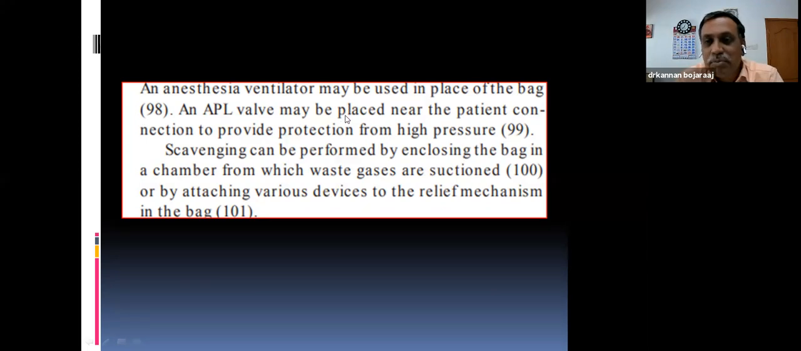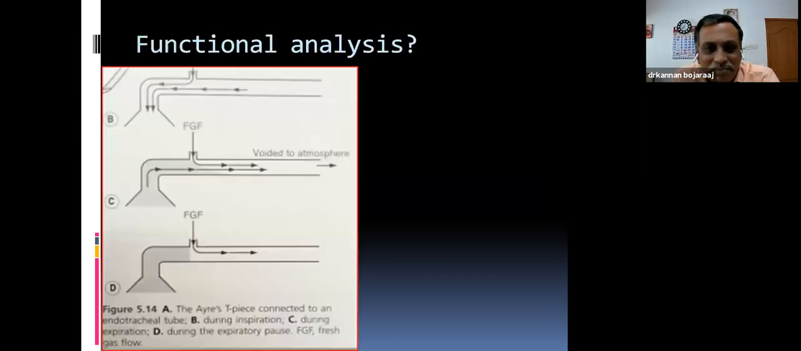These Intersurgical people are modifying so many things in this Mapleson F. They are putting the APL valve just near to the patient to provide protection from high pressure. There are so many modifications going on with this original system.